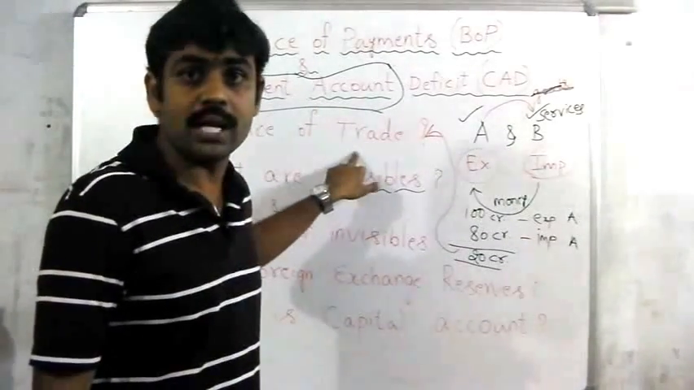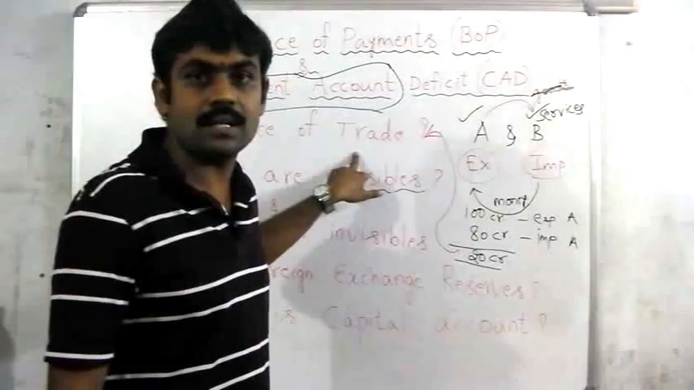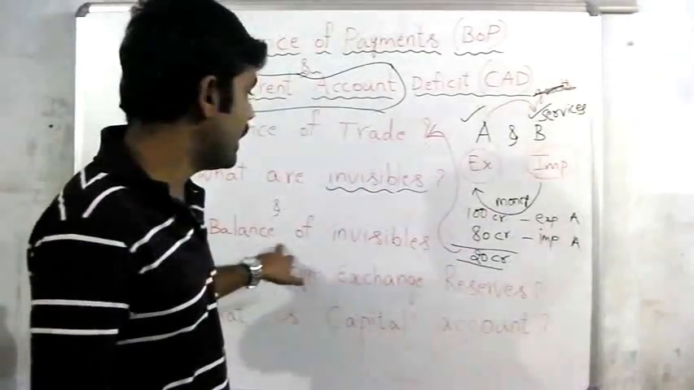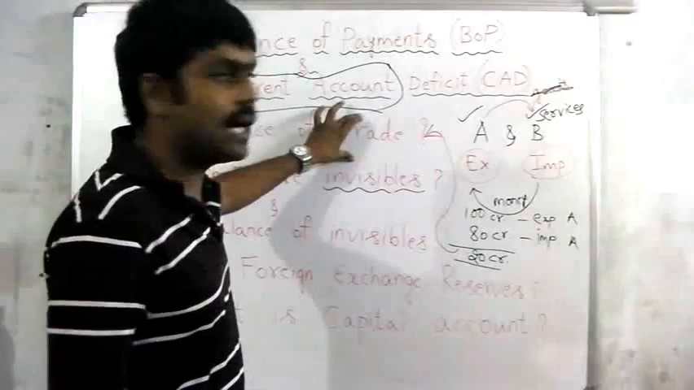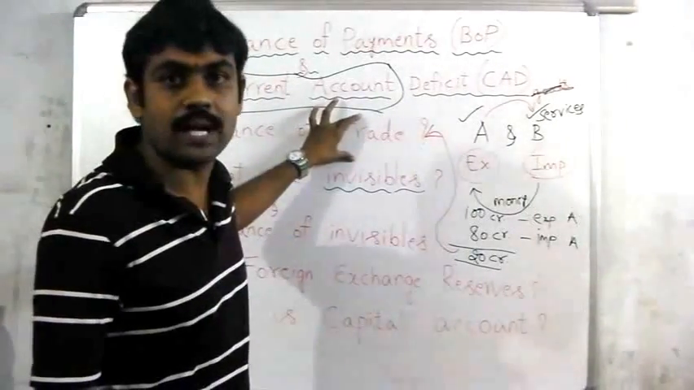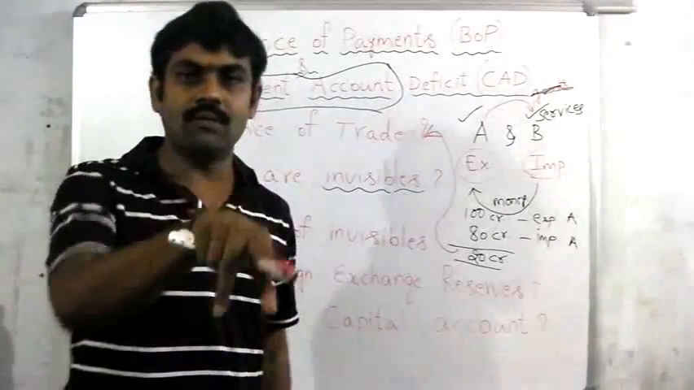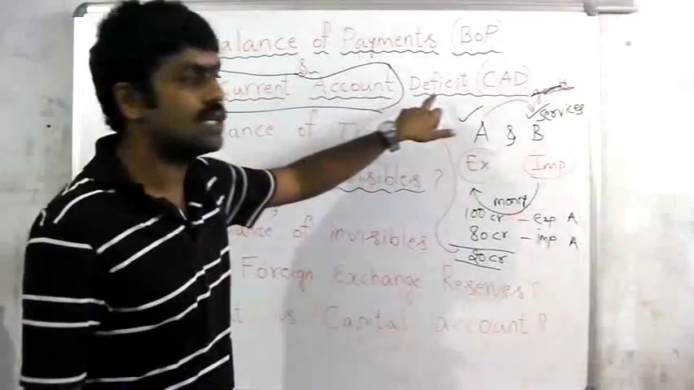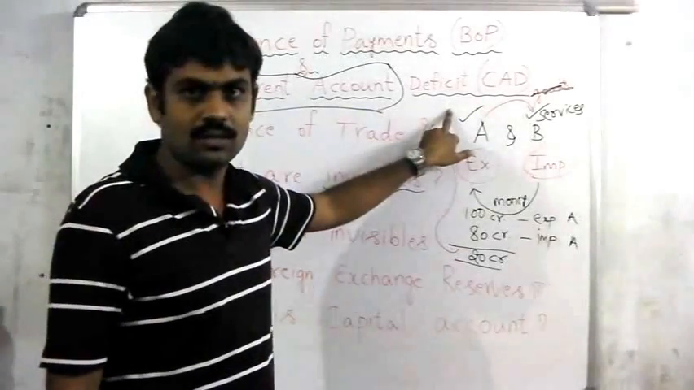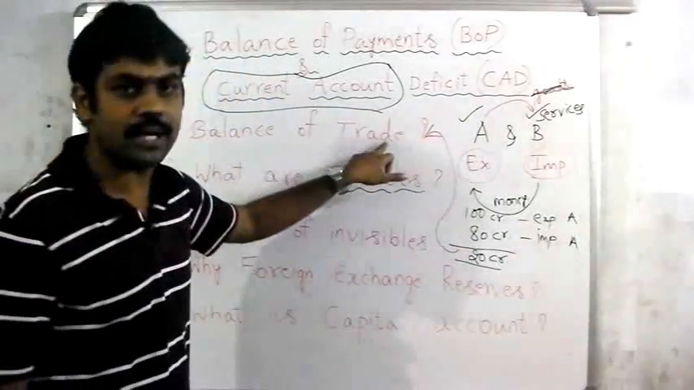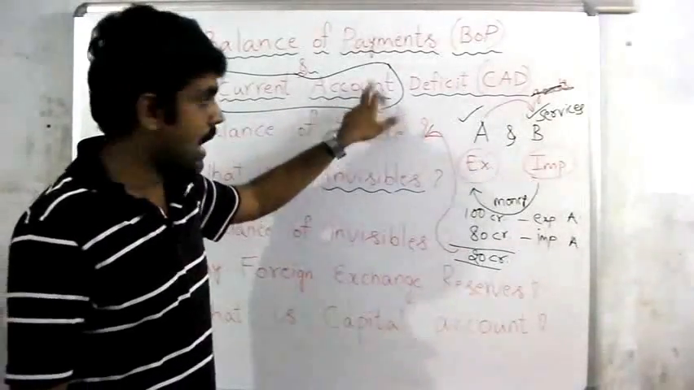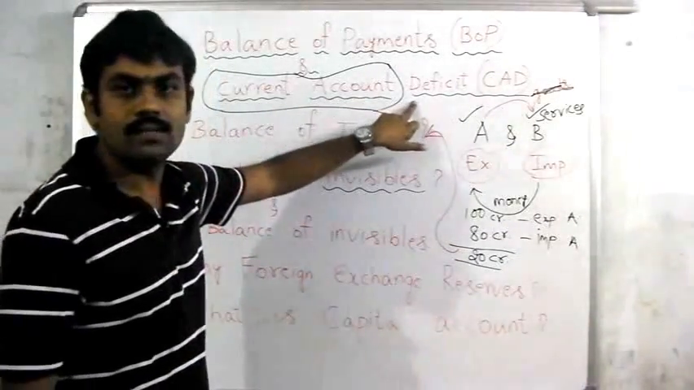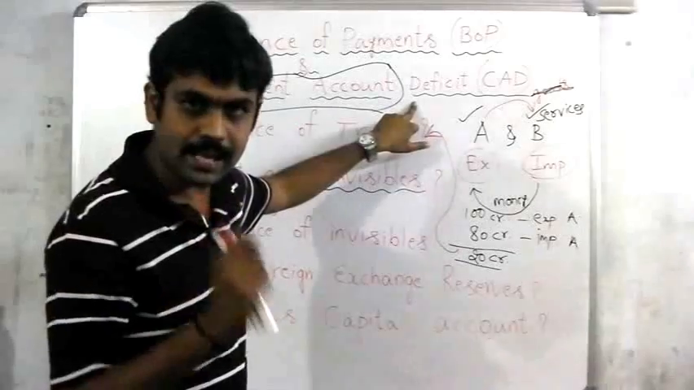That huge negative balance is compensated at a higher level by the balance of invisibles. So the negative balance in balance of trade is getting minimized, even then we are having the current account deficit. That's it about balance of trade and balance of invisibles and current account deficit. I will explain these three in a later video with examples.